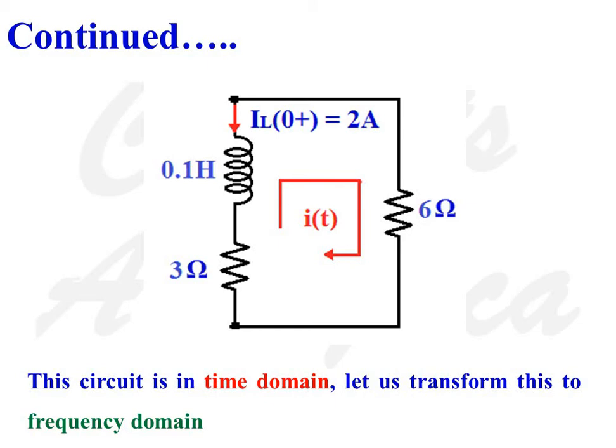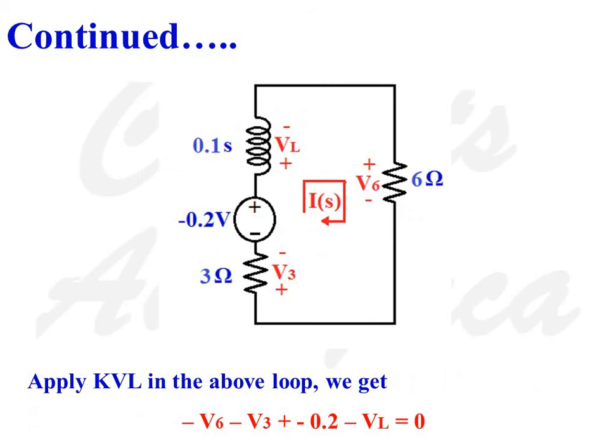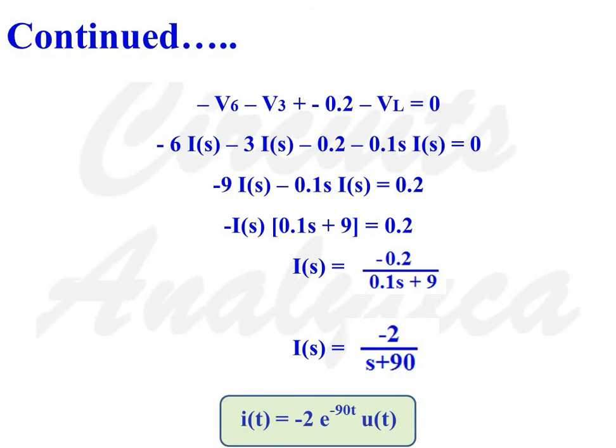In the circuit, the inductor becomes 0.1 S in series with a voltage source of value minus 0.2 volt. Let us apply KVL in the loop. We will get minus V6 minus V3 minus 0.2 minus VL equal to 0, that is, minus 6I(s) minus 3I(s) minus 0.2 minus 0.1 S I(s) equal to 0.